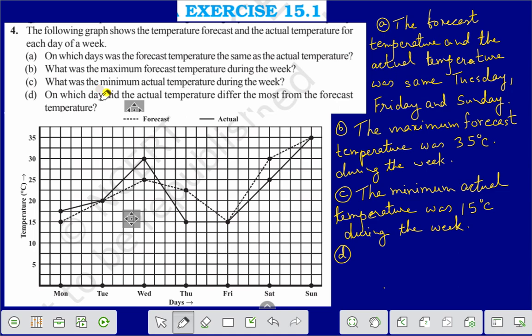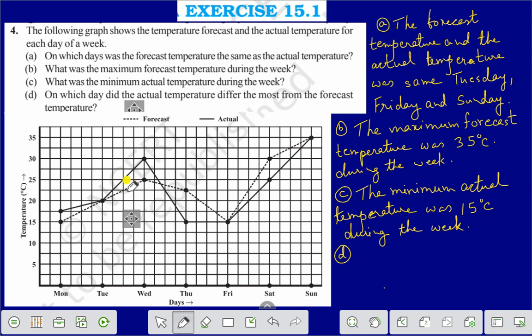Now question number D. Question number D says, on which day did the actual temperature differ the most from the forecast temperature? We'll find the difference. Here you see, this is the difference on Monday. Tuesday is same. Wednesday, this is the difference. And in Thursday, this one is the difference. And on Friday, no difference. And on Saturday, this one is the difference. And Sunday, no difference. Therefore, this difference is maximum, right?